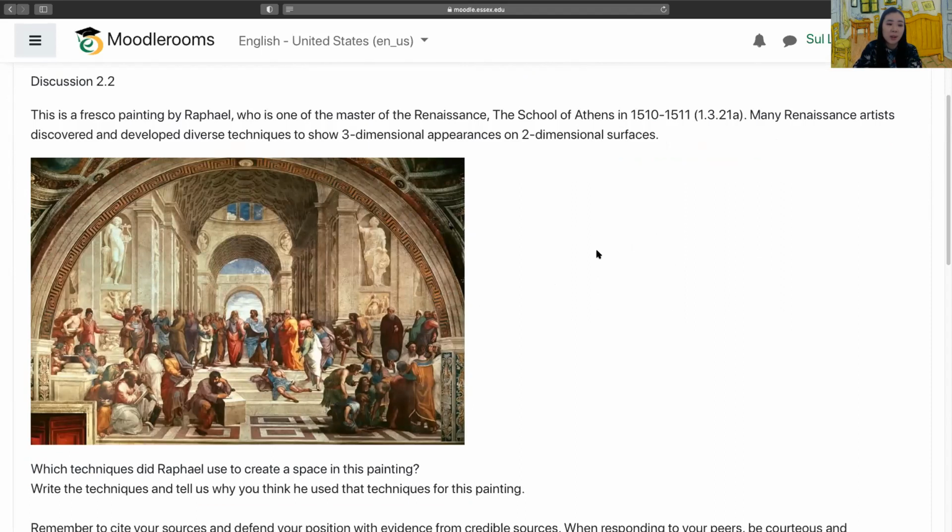This is a fresco painting by Raphael, who is one of the masters of the Renaissance, the School of Athens. Many Renaissance artists developed diverse techniques to show three-dimensional appearances on the two-dimensional surface. So which technique did Raphael use to create a space in this painting? Write the technique and tell us why you think he used that technique for this painting.